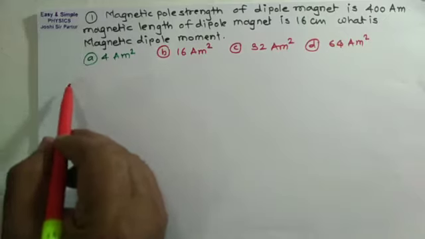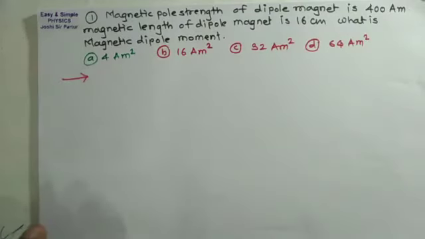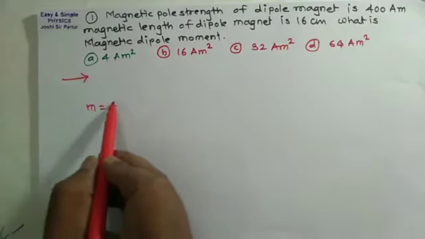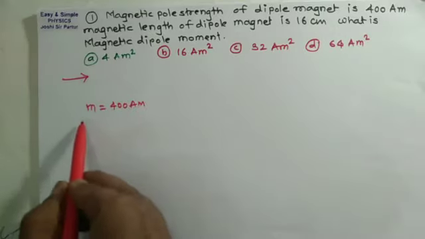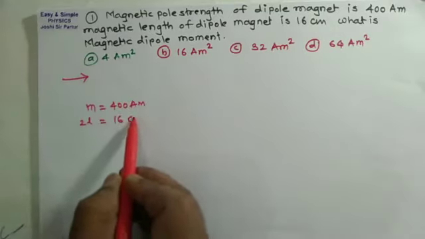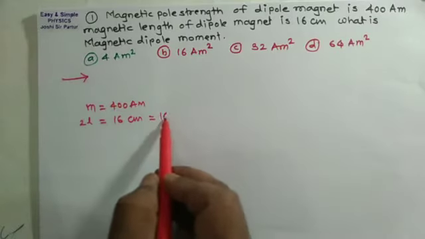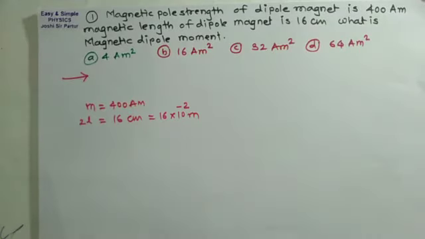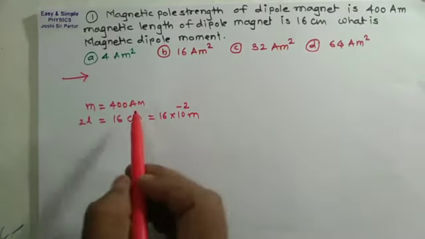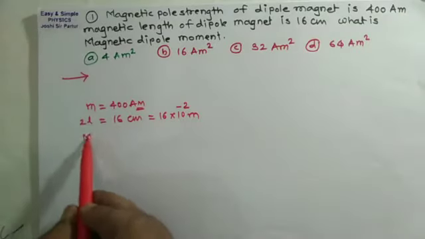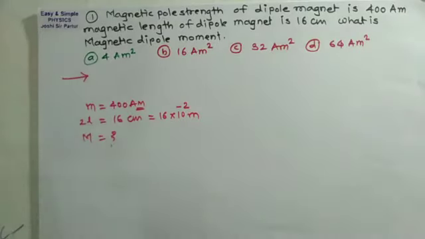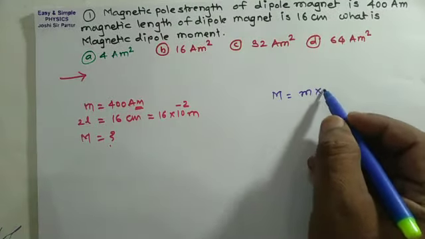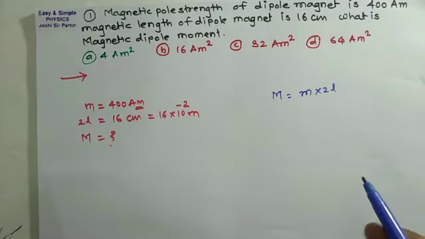So first of all, if we want to solve such type of question, we can see that magnetic pole strength small m will be 400 ampere meter and magnetic length is 16 centimeter. So it is 16 multiplied by 10 raised to minus 2 meter, because we convert to meter. Here ampere meter is there and we can find out magnetic moment. So we use the formula magnetic moment is equal to magnetic pole strength multiplied by magnetic length.